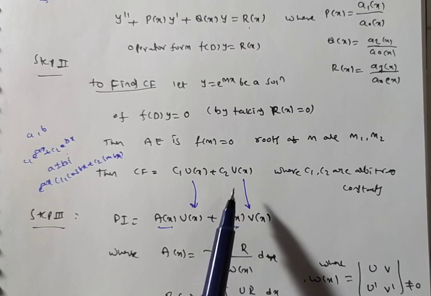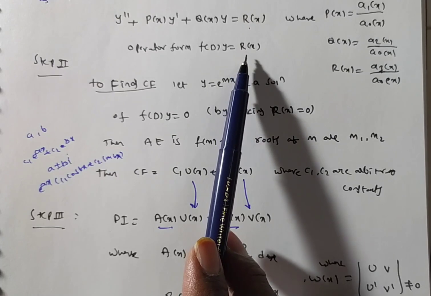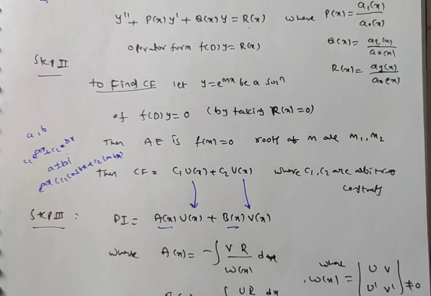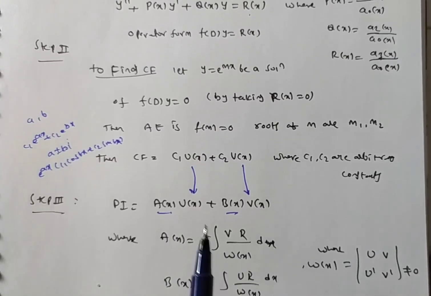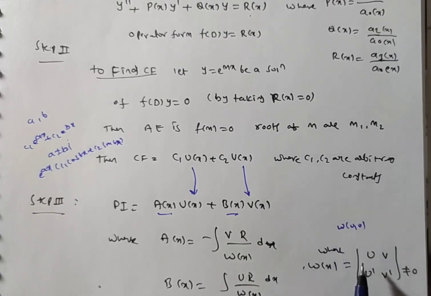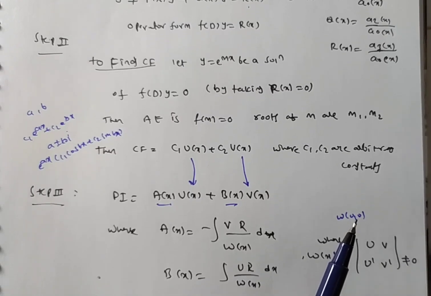v of x is nothing but the c2 coefficient. r of x is the right side part of f of D into y is equal to r of x. And what about W of x? W of x is called the Wronskian. The Wronskian of u of x and v of x we denote with W of x; you can also write W of u comma v, the determinant of u, v, u dash, v dash, which is non-zero. Why is it non-zero? Because u of x and v of x are linearly independent solutions.